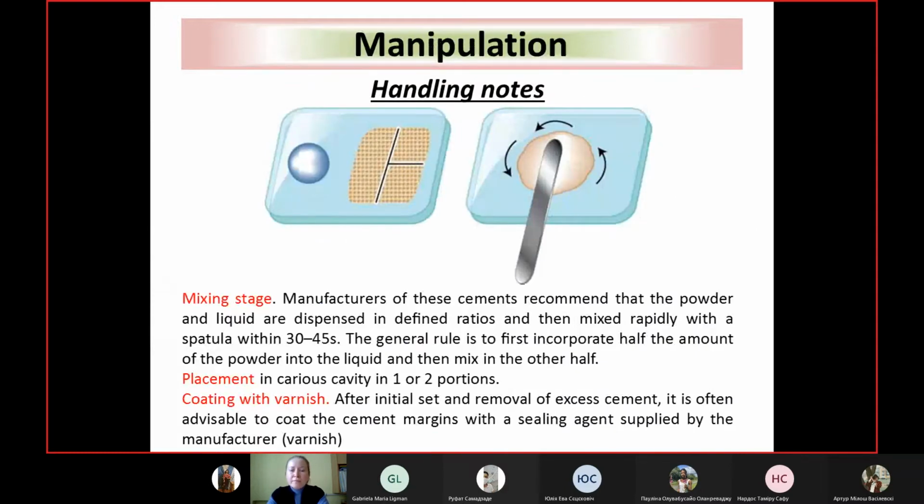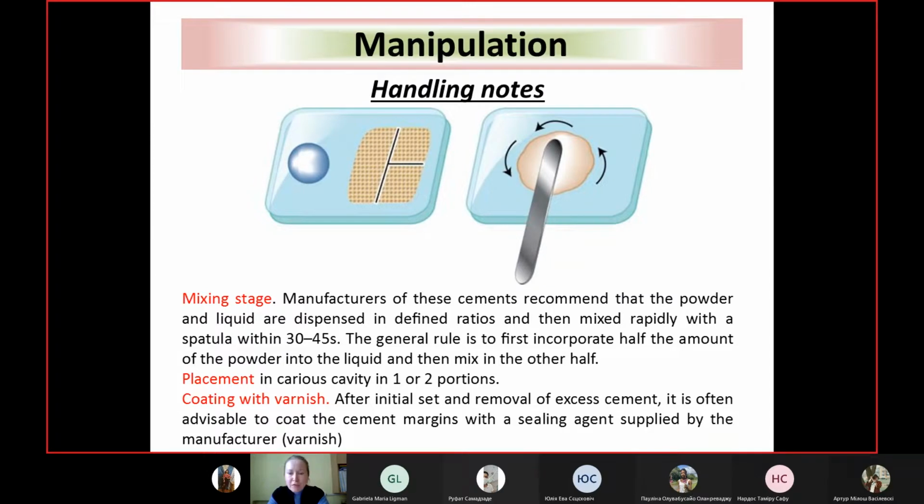Manipulation. First of all, it is necessary to follow the instructions by the manufacturer. Generally, manufacturers recommend taking powder and liquid in equal proportions, 1 spoon of powder, 1 drop of liquid. At first, it is necessary to incorporate half of the powder with the liquid, and then the rest of the powder should be mixed in. The ready-to-use restorative material can be placed in the caries cavity in 1 or 2 portions, appropriately condensed and shaped.